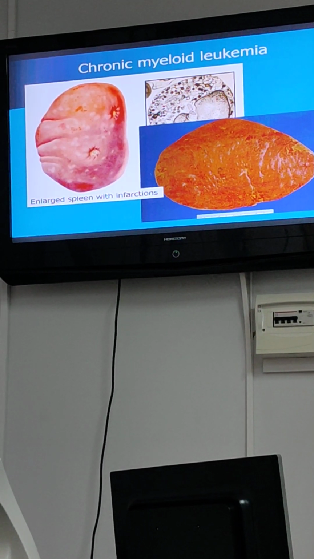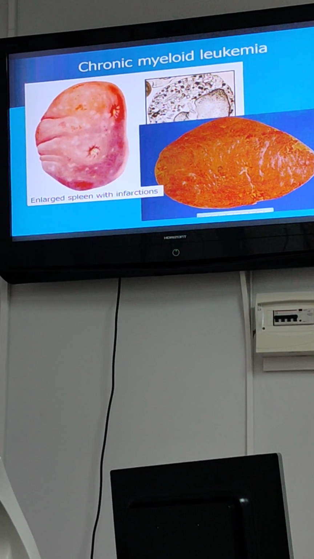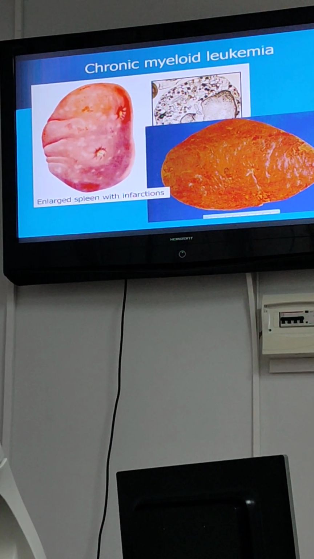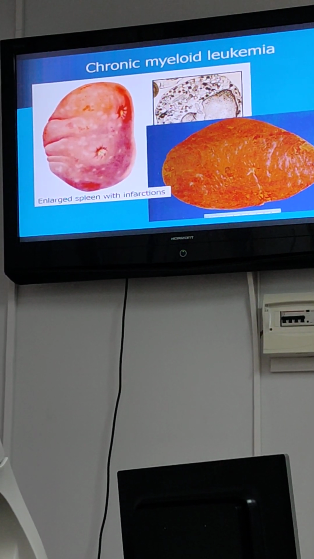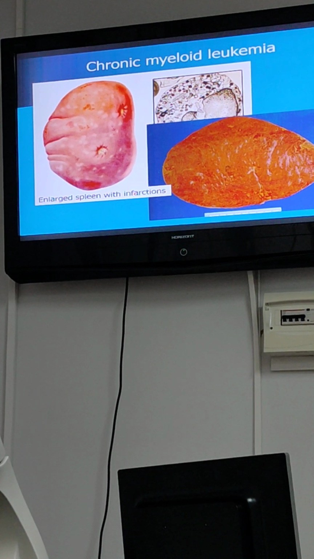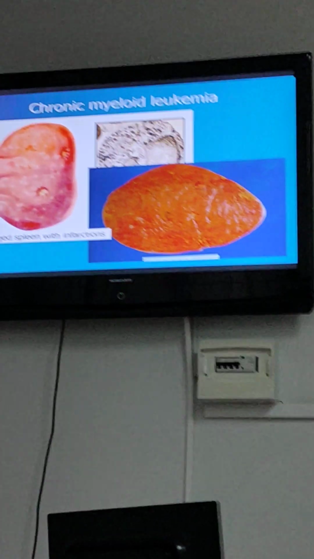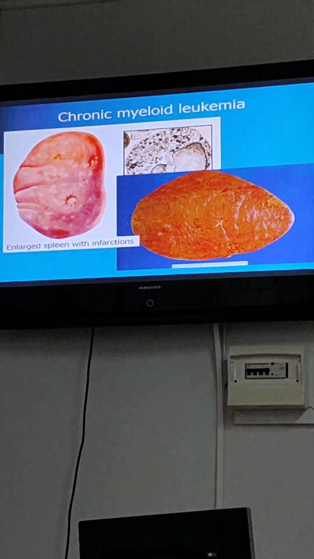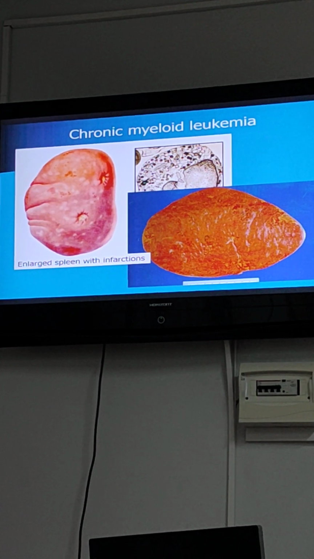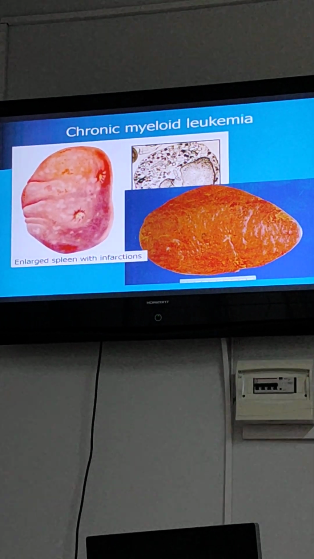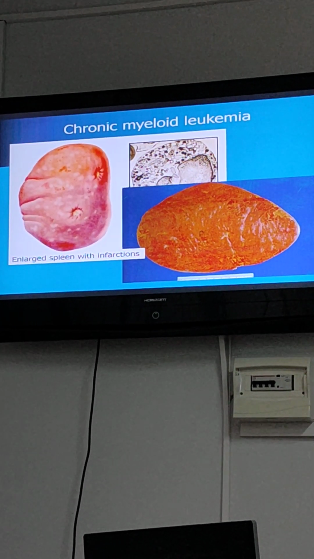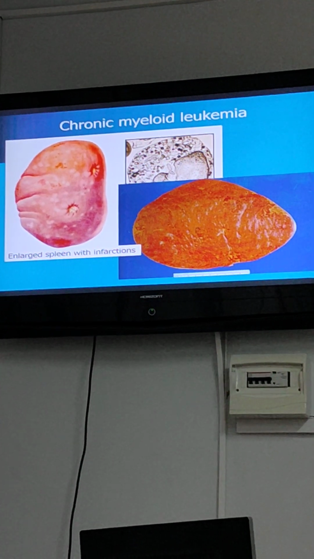Enlarged spleen, hepatosplenomegaly, predominates, compared with lymph node enlargement. In chronic lymphocytic leukemias, lymph nodes predominantly enlarge. Hepatosplenomegaly also occurs, the organs become bigger, but not so severe.